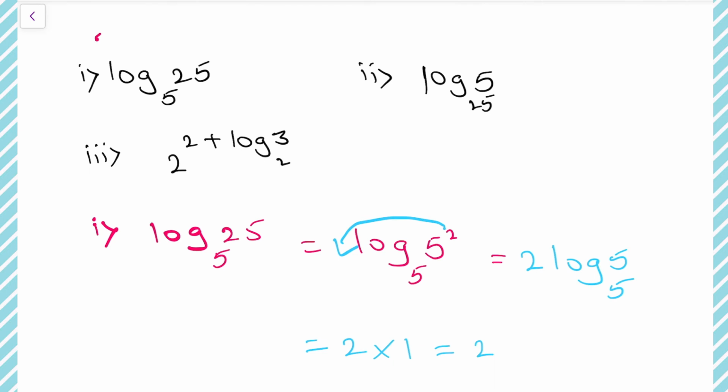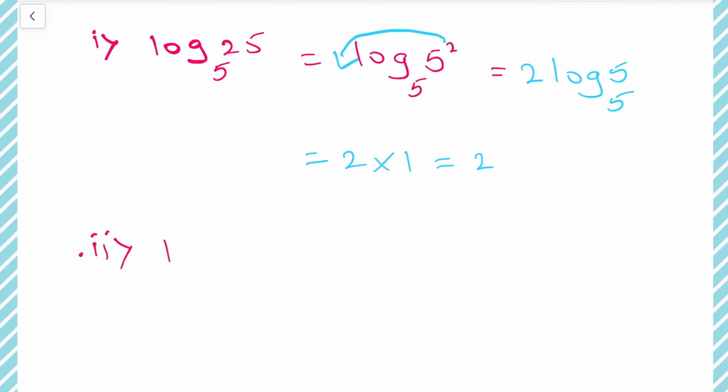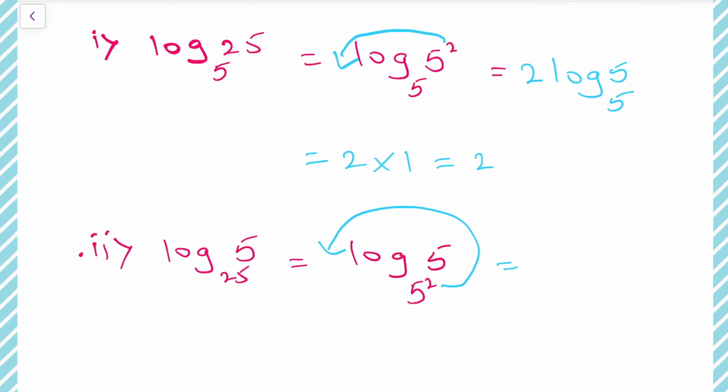Next, second question. Log 5 base 25. So log 5 as usual, 25 can be written as 5 square. In the previous case, the power was for the main number, but in this case, the power is for the base. So if the power is for the base, it will come to the front as the reciprocal. So 2 reciprocal is 1 by 2 log 5 base 5, which equals 1 by 2 into log 5 base 5. The value of log 5 base 5 is 1. So 1 by 2 into 1 is 1 by 2.